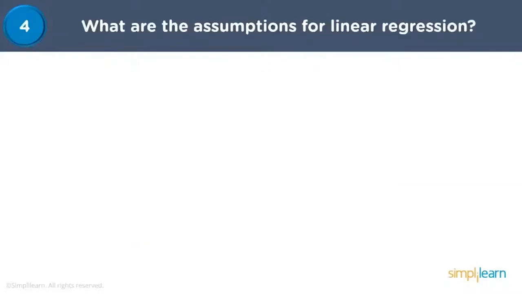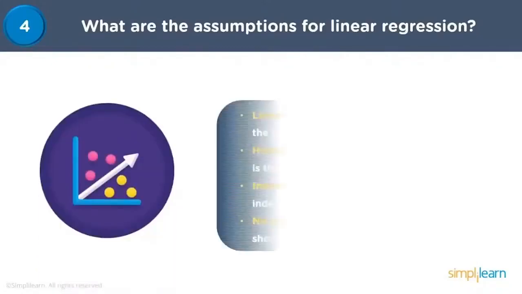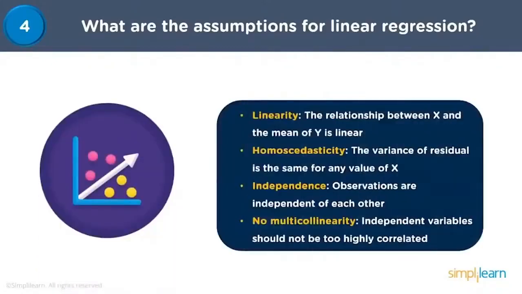Now moving to the fourth question, we have: what are the assumptions for linear regression? Linear regression analysis is used for modeling the relationship between a single dependent variable y and one or more feature or predictor variables. Some of the important assumptions for linear regression are, first, they should have linearity.